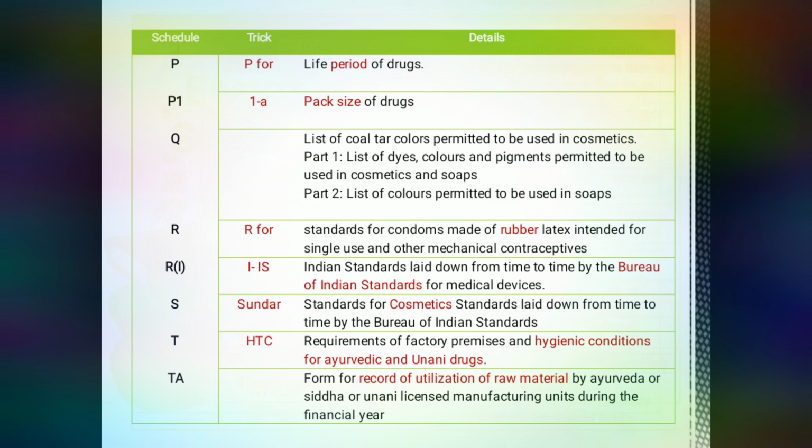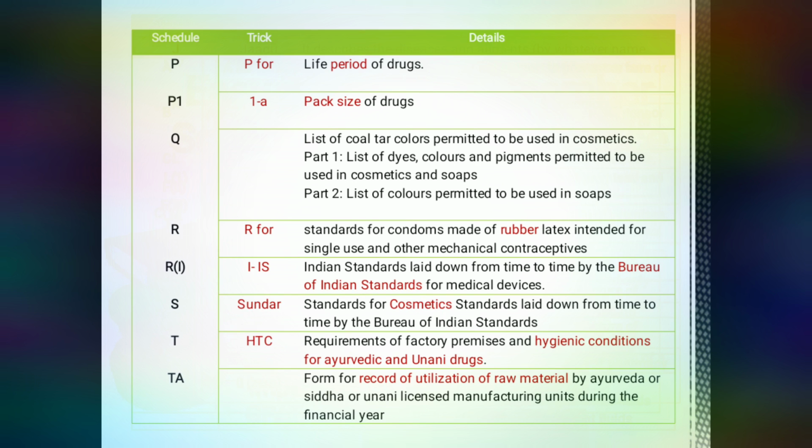Next is schedule R1. Okay, so this is IS as per Indian standards laid down from time to time by Bureau of Indian Standards for Medical Devices. So here it is R1, right? 1 resembling very similar to I. So IS according to Indian standards laid down by Bureau of Indian Standards for Medical Devices, that is in your schedule R.